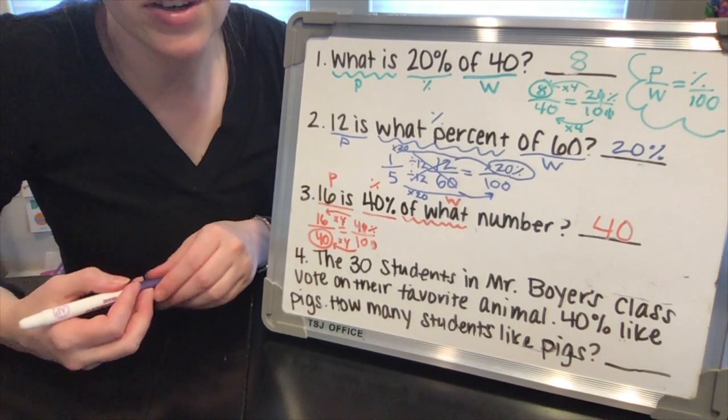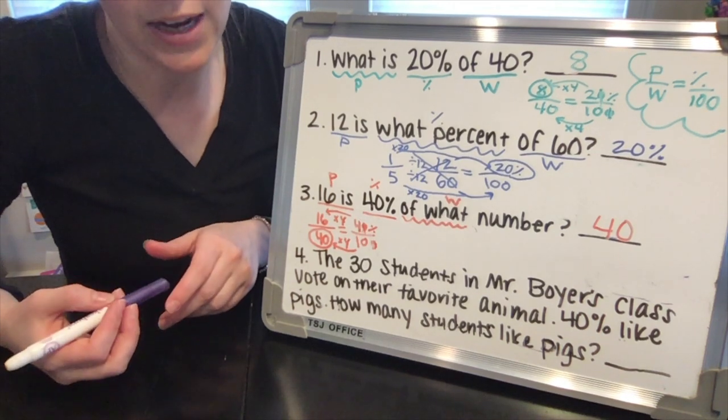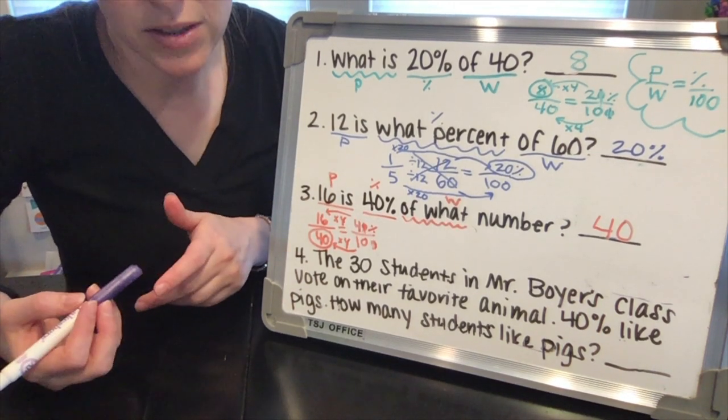So number 4 says the 30 students in Mr. Boyer's class vote on their favorite animal. 40% like pigs. How many students like pigs?